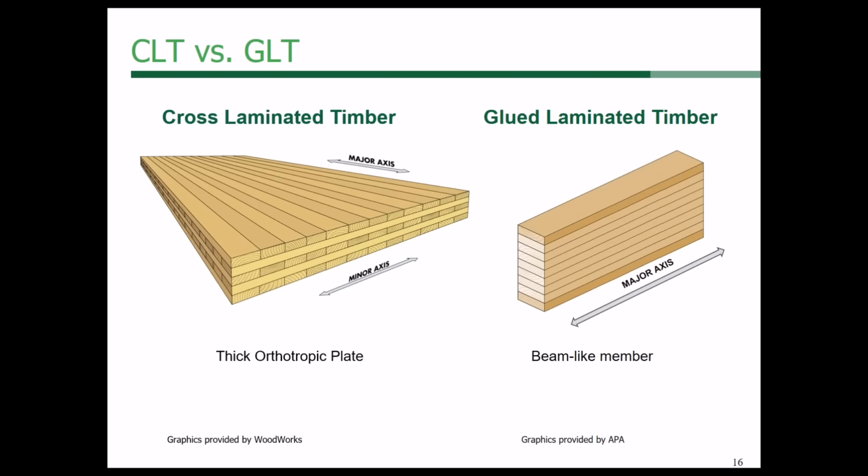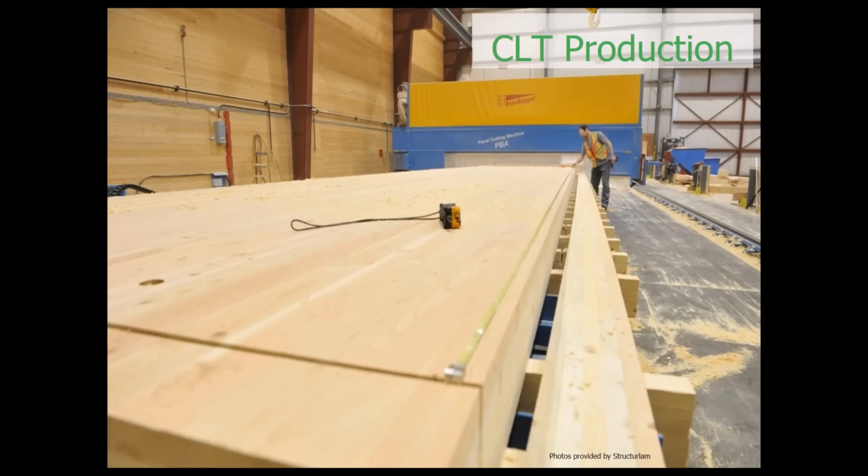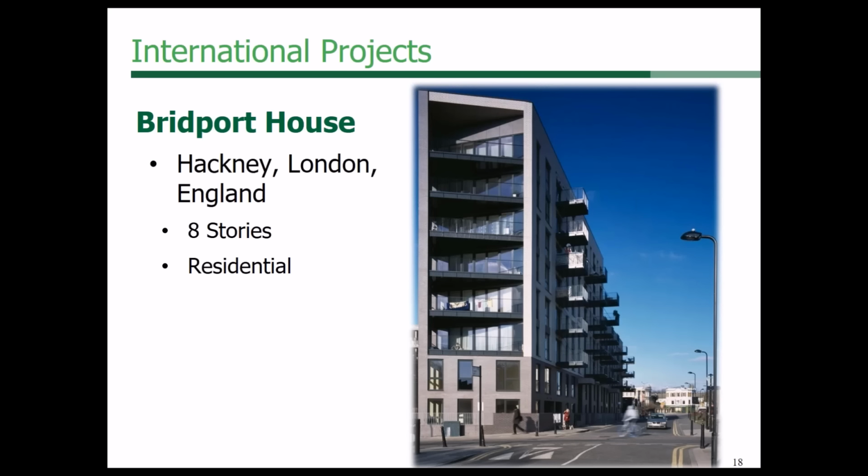The laminations on every other layer are cross-laminated, which provides dimensional stability and two-way action related to panel action of the cross-laminated timber. It's manufactured very accurately using CNC technology. This is a picture of one facility that manufactures it. Openings can be pre-cut into the panel, making it easy for installation of windows and doors. And here's a project that shows an example of the largest, I believe, residential project in the UK, Bridgeport House.